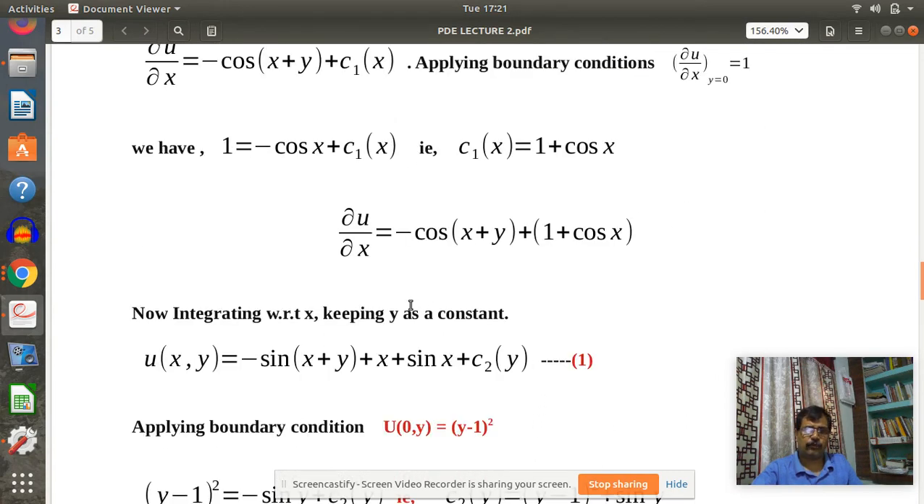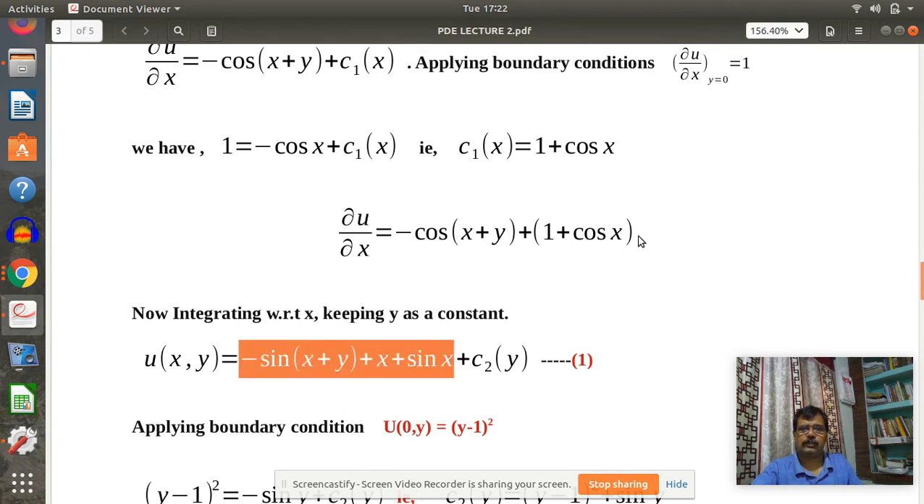Now our aim is to find u. So we have to integrate this ∂u/∂x again with respect to x, keeping y as a constant. On the left side, we get u of x, y. On the right side, the integral of minus cos of (x plus y) with respect to x is minus sine of (x plus y). The integral of 1 with respect to x is x. The integral of cos x with respect to x is sine x. So we have up to this, that is the integral of these terms.